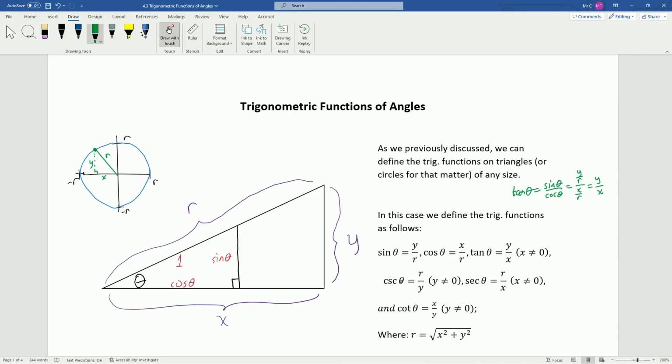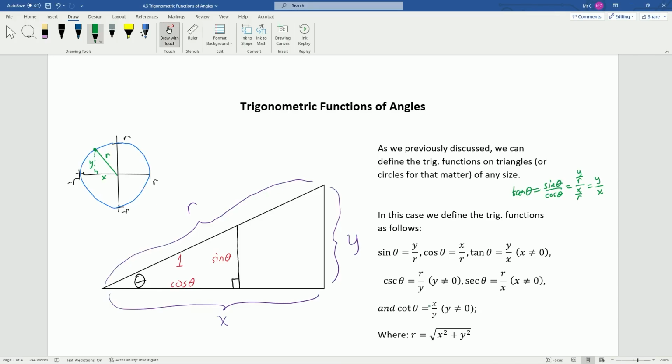Okay, cosecant of theta, which is 1 over sine of theta, would be r over y. Secant of theta, which is 1 over cosine of theta, would be r over x. And cotangent of theta is x over y. So that's cosine of theta divided by sine of theta.